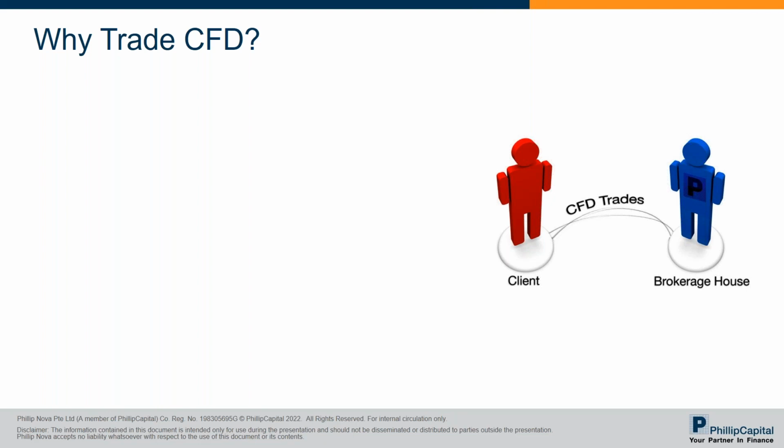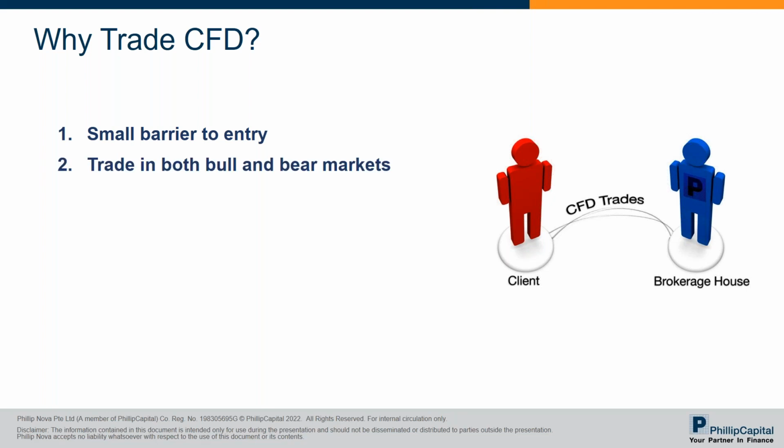Why would people actually trade CFD? There are a few reasons. Firstly, it has a very small barrier to entry. For some of the CFD contracts, you could really just trade from as small as one share, be it a penny stock, a $1 or $2 share. You can trade that one share alone in CFD. So it is very accessible to most of us.